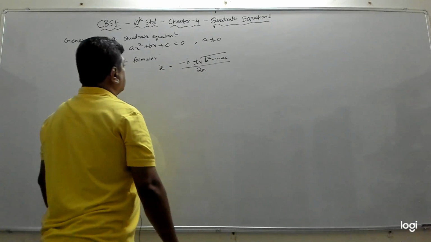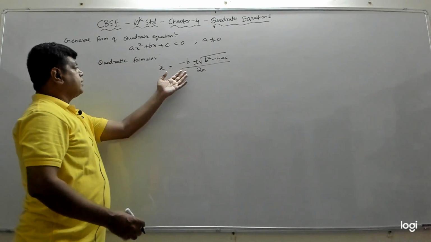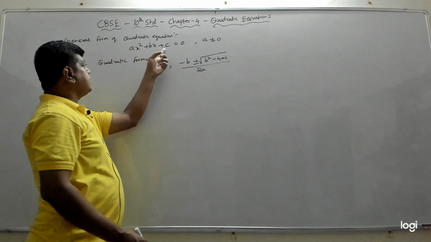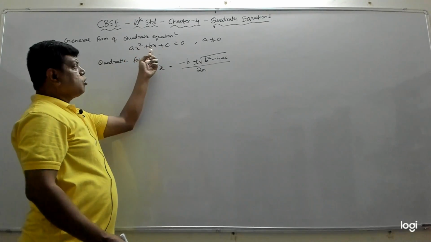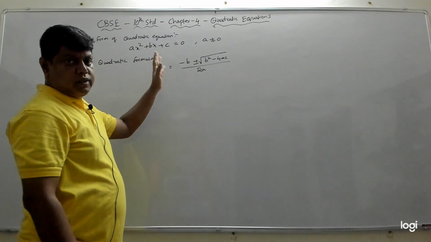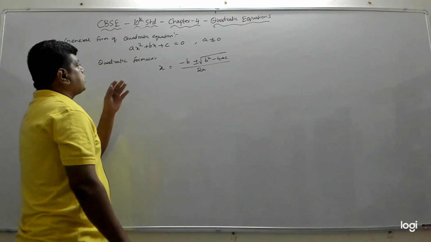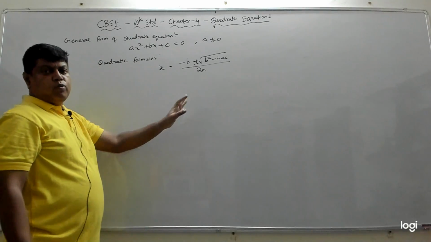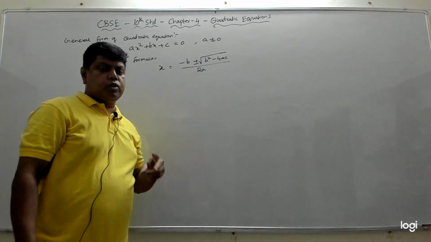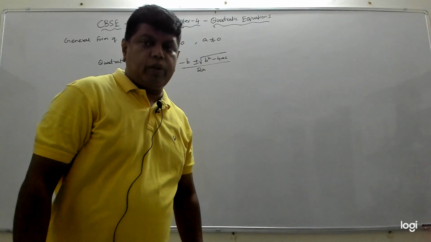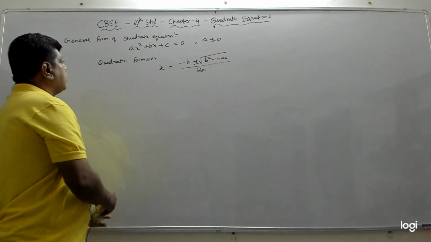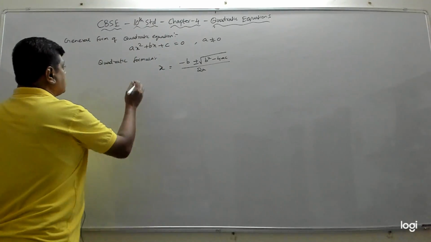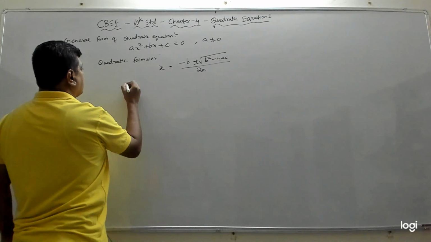Here a is the coefficient of x square, b is the coefficient of x, and c is the constant term. We need to substitute these values in this formula, and if you solve, you will find the value of x, which means you will be able to find the two roots of the quadratic equation.